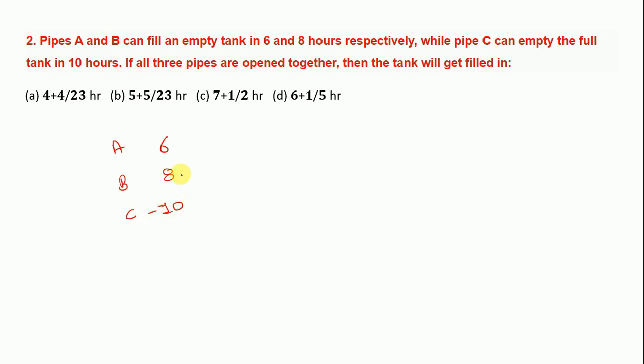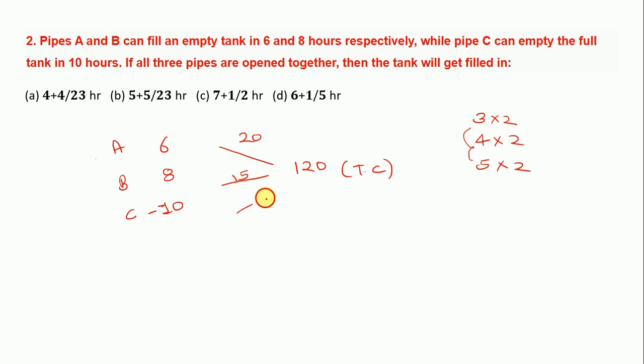So the LCM of all these three will be, 6 will be 3 into 2, 8 will be 4 into 2, and 10 will be 5 into 2. So it will be 5 into 4 is equal to 20, into 3 is equal to 60, into 2 is equal to 120. So 120 will be the LCM, which means total capacity. So efficiency of A will be 20, efficiency of B will be 15, and efficiency of C will be minus 12.